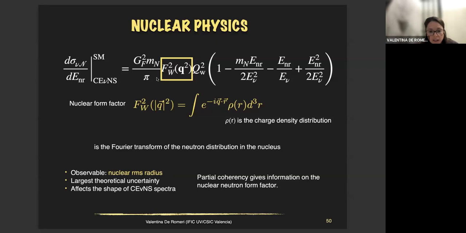A variation in the value of this neutron radius would affect the shape of the CEvNS spectra, contrary to what was happening with the weak mixing angle that instead would affect the normalization of the overall spectrum. In order to be able to extract information about this root mean square radius, we need to have some partial coherency. So in this case, an experiment like COHERENT is most suited to do it because we need to be in this partial coherence regime.